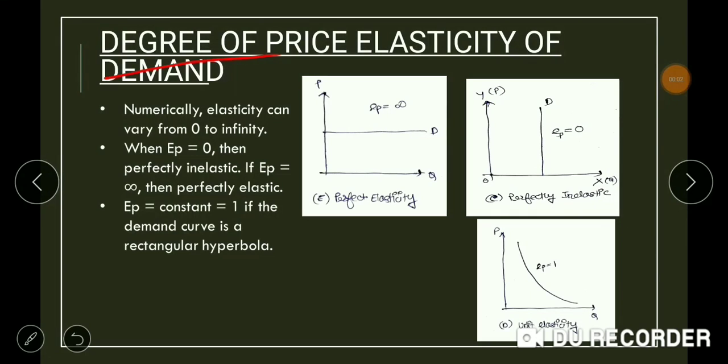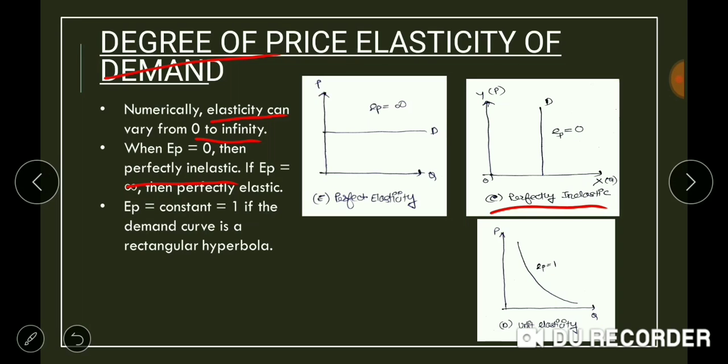Degree of price elasticity of demand. We saw that the price elasticity can be measured by the percentage change in quantity divided by the percentage change in price. Now numerically, the value of elasticity can range from 0 to infinity. When the price elasticity is equal to 0, then we say that the good is perfectly inelastic. That is, the quantity demanded of the good is totally unresponsive to the change in price of that good. This case is depicted in figure C, where we see that the demand curve becomes vertical.